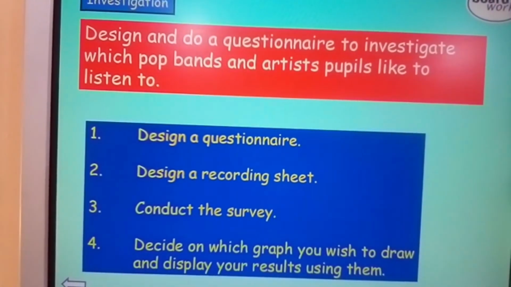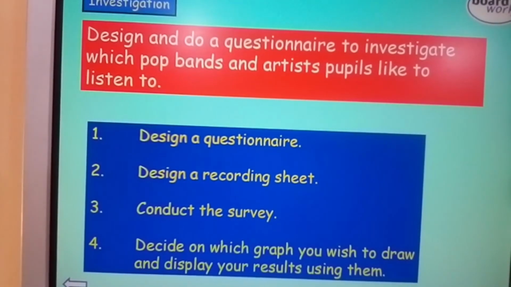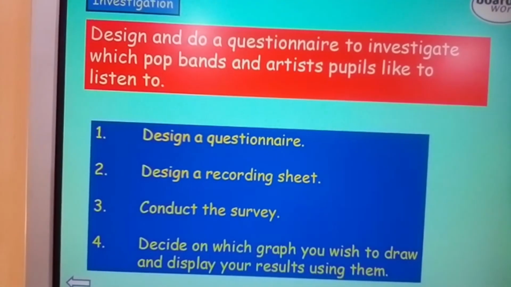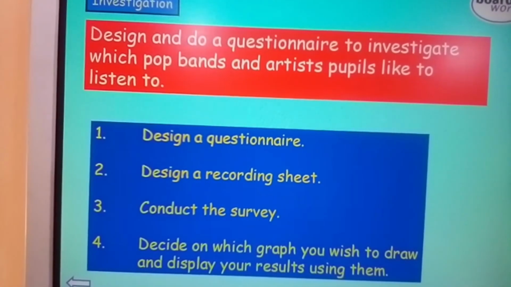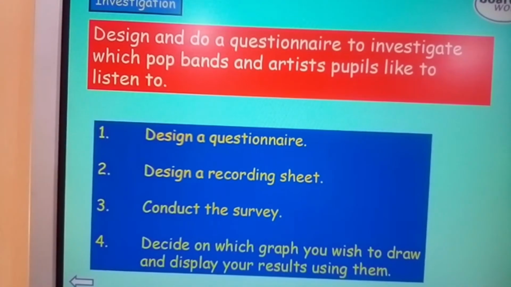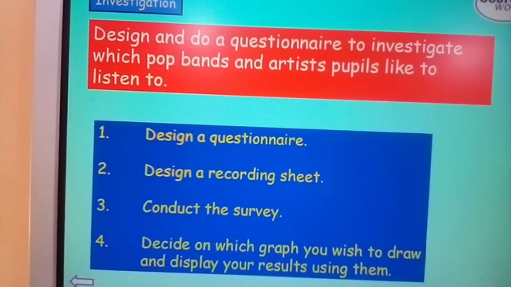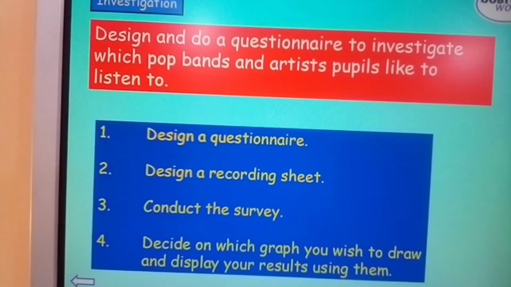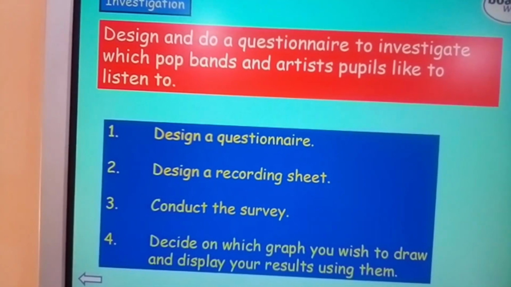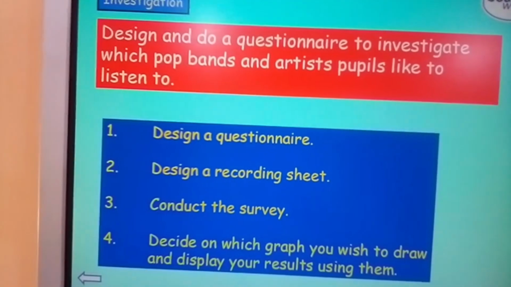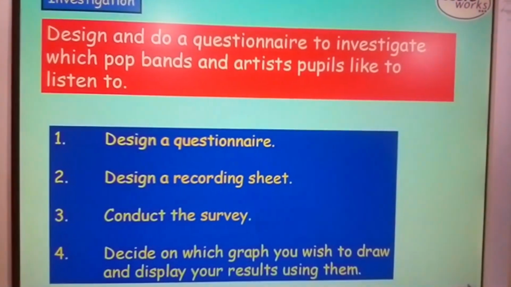Right, design and do a questionnaire to investigate which pop bands and artists pupils like to listen to. Design a questionnaire, design a recording sheet, conduct a survey, decide on which graph you wish to draw and display your results using them. So we know that it is about designing and doing a questionnaire to investigate which pop bands and artists pupils like the most or to listen to.